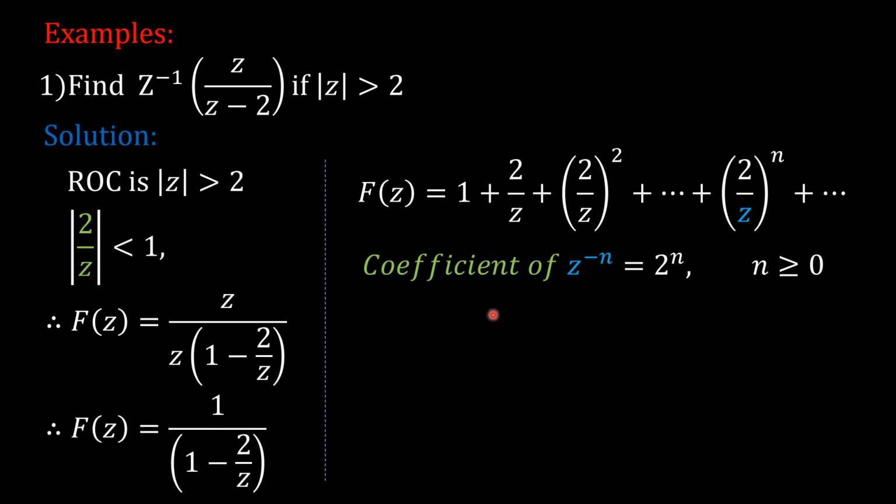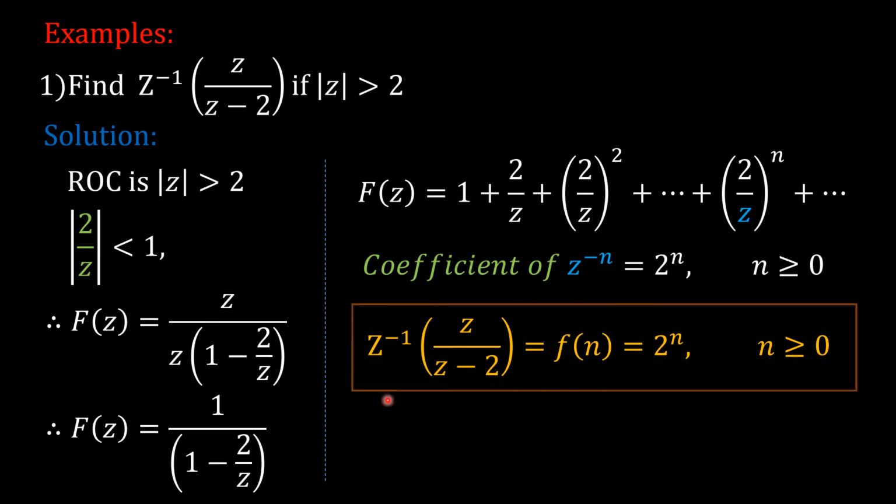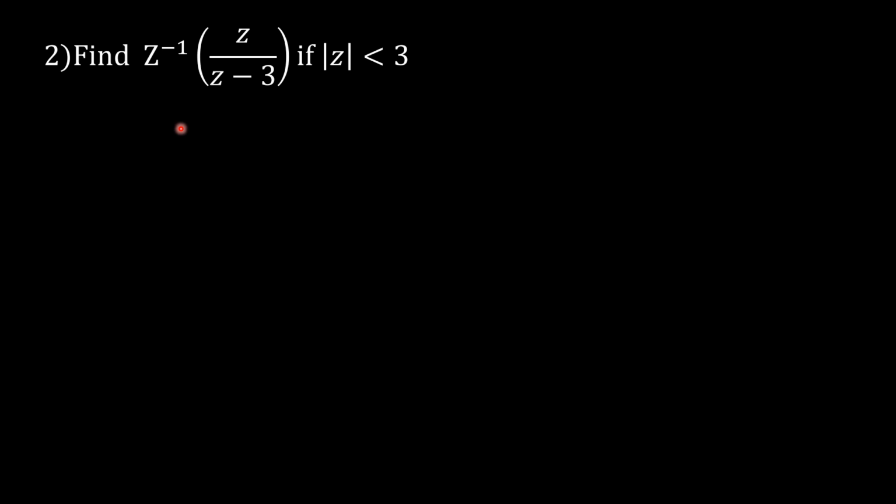So this way we got coefficient of z raised to minus n, and therefore sequence f of n or the inverse z transform of f of z is equal to 2 raised to n for n greater equal 0. So this is the power series method. We'll consider another example. Find inverse z transform of f of z, which is z upon z minus 3, and the region of convergence is mod z strictly less than 3.